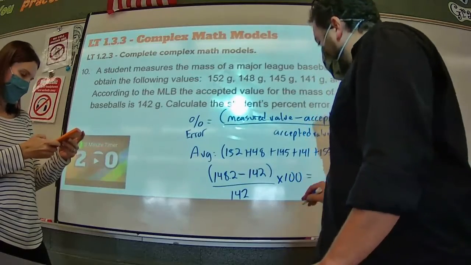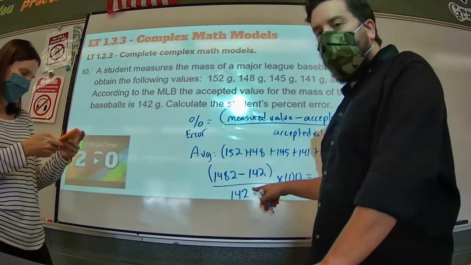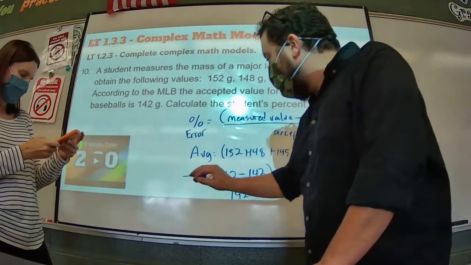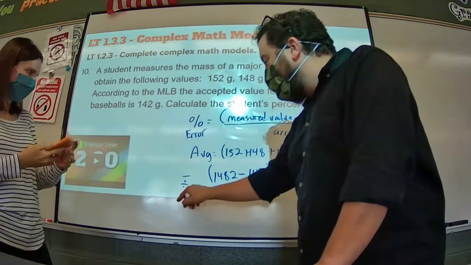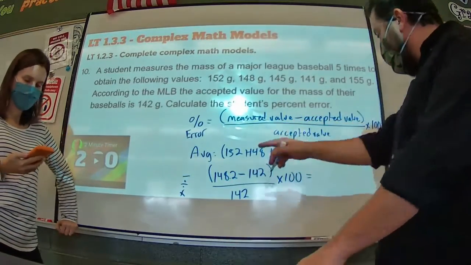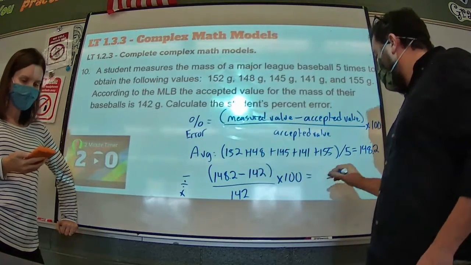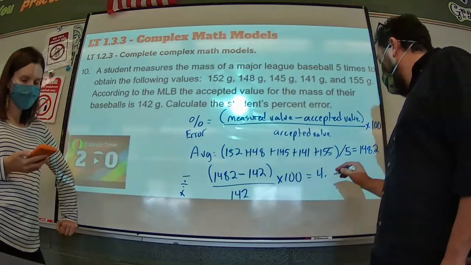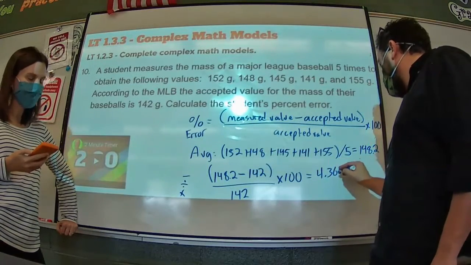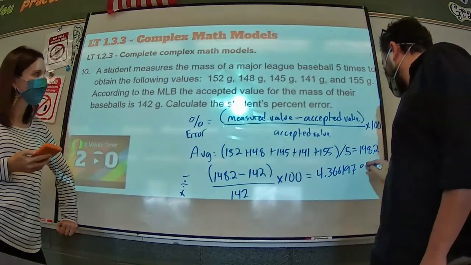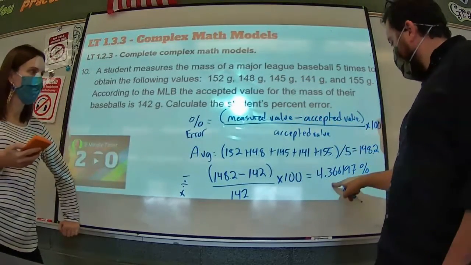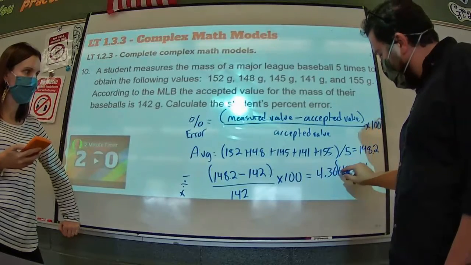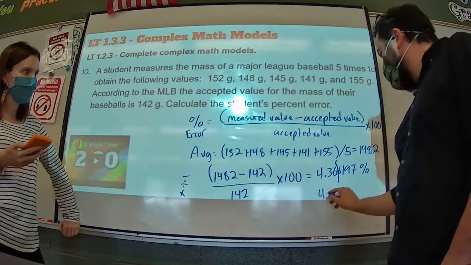And we can use our calculator to solve for this, but let's not forget the order of operations. We've got to make sure we subtract first, then whatever answer we get, divide, and whatever answer we get times 100. And when we do that, what do we get, Ms. Ullrey? We get 4.366197. So we're going to round that. All of our numbers have 3 significant figures, so we are going to round that to 3 significant figures. So that's 4.37%.